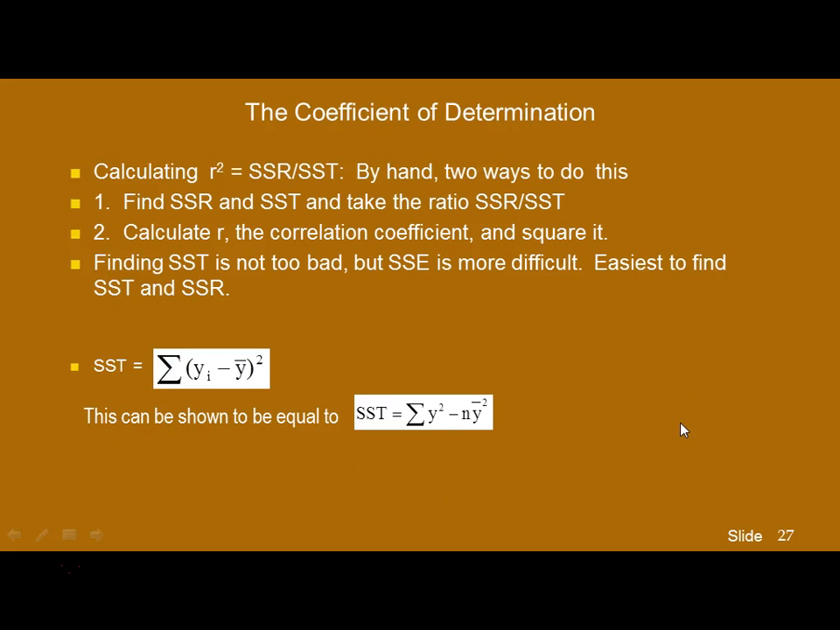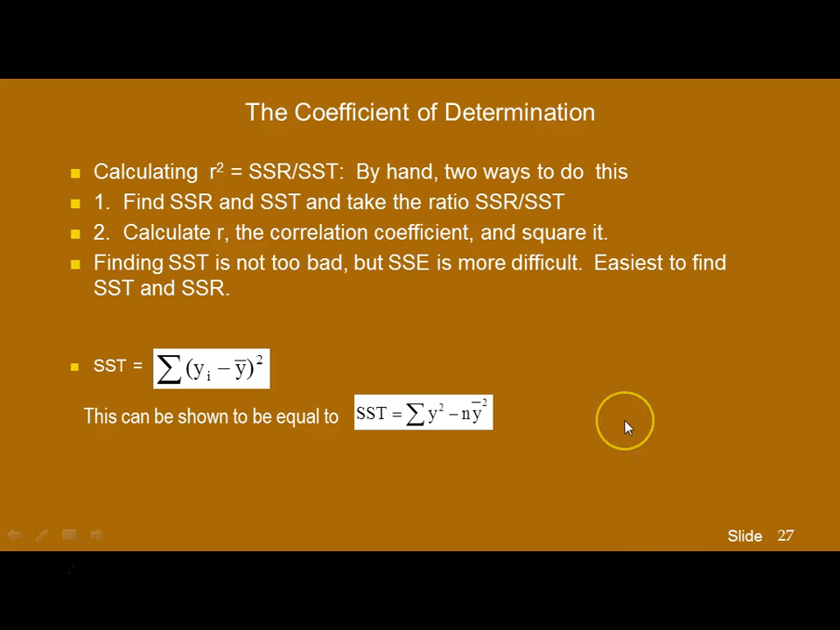Now, let's talk about calculating R squared. There's various ways you can do it. Again, we're going to do it by hand at first, but later we'll show you how to do it on a calculator or computer, because it can be a little bit nasty to calculate. One way to do it is find SSR and SST and take the ratio. And I think it's easiest to find SSR and SST. You could also find SSE and SST, but finding SSE is a little bit more difficult. A second way to do it is just calculate R, the correlation coefficient, which we had in an earlier module, and square the result, and you'll have R squared.